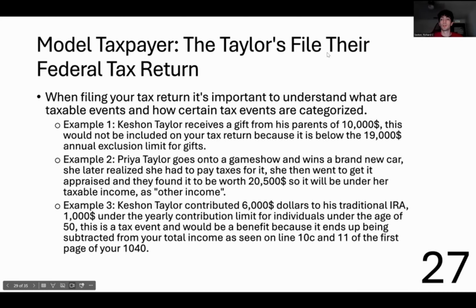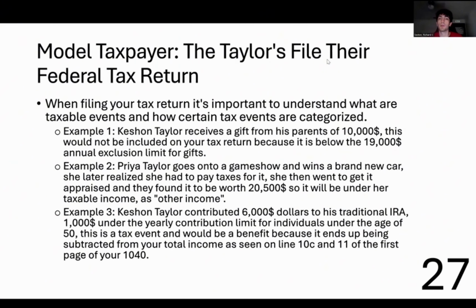Hi, my name is Richard, and I'll be going over the model taxpayers, the Taylors, and how they file their federal tax return. When filing your tax return, it's important to understand what taxable events are and how certain tax events are categorized. One example of this is Keyshawn Taylor receives a gift from his parents of $10,000. This would not be included on your tax return because it is below the $19,000 annual exclusion limit for gifts.